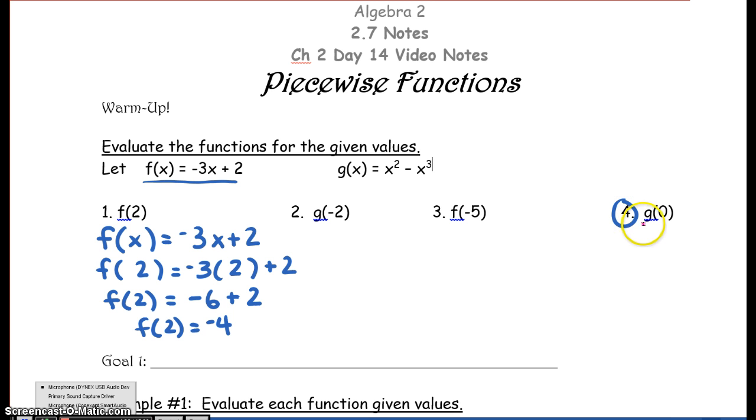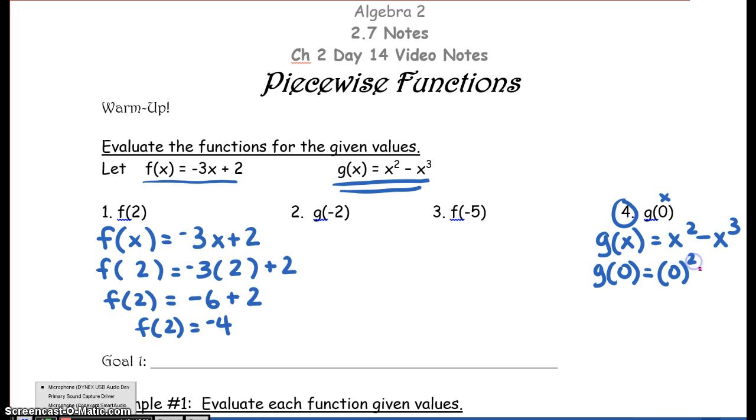Now I'll jump to g of 0. We have g of 0, so we have to use the g function. I like to first write the function, and then substitute in the value for x. So x is 0, and g of 0 equals 0 in parentheses squared minus 0 in parentheses cubed. That's 0 times 0 is 0, minus 0 times 0 times 0 is 0. So g of 0 equals 0. That's how we evaluate functions.